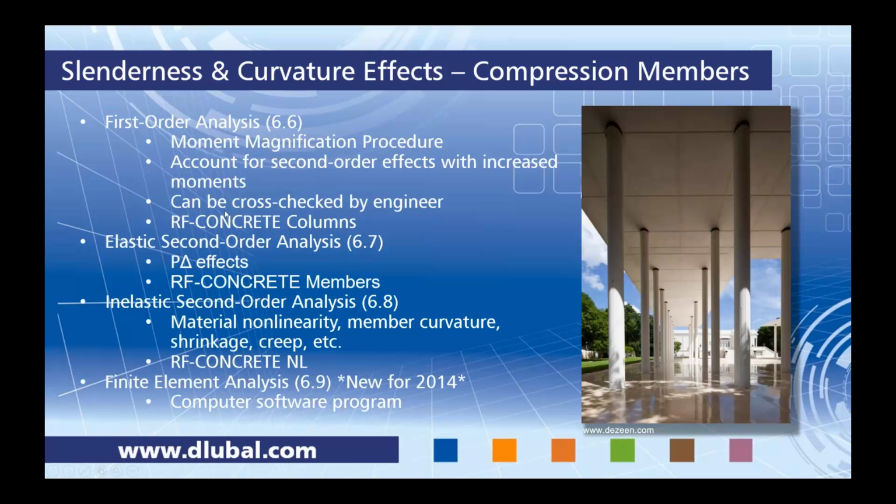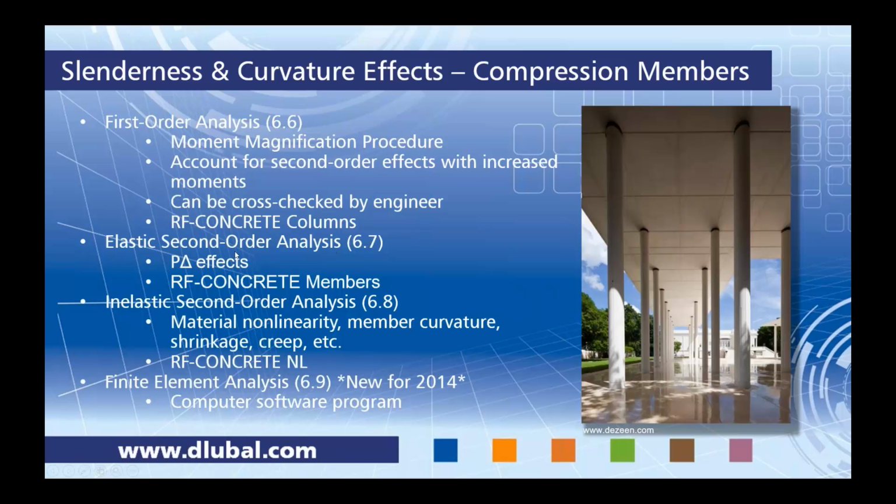What's great about the moment magnification procedure is that you as the engineer can easily cross-check these numbers in comparison to the software. So something when we're getting to a little bit more complicated analysis, it's not that easy to cross-check by hand calcs, but with this option, we certainly can do so. And first order analysis with moment magnification is taken into account in RF concrete columns. So this is the module that I will show you guys next. Again, to reiterate, first order analysis, RF concrete columns.